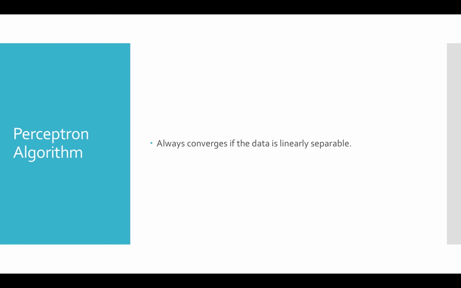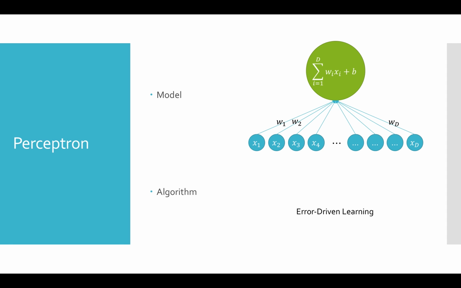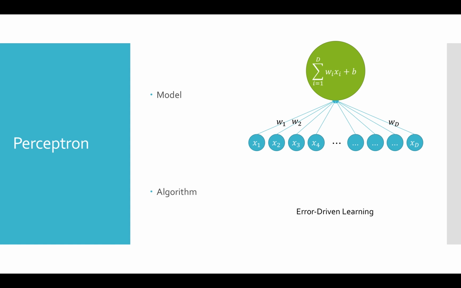The perceptron algorithm always converges if the data is linearly separable. So if we have data where you can draw a line in between the two sets, no matter what, the perceptron algorithm will converge. It may take a long time to do so, but it always will. It's a guarantee. In this case, the data is linearly separable, right? So that's why we were able to so easily identify the separating line and to identify the weights and bias.